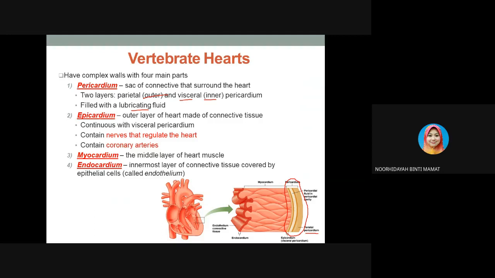So the second part of the vertebrate heart is the epicardium. The epicardium is the outer layer of the heart, made of connective tissue. It is continuous with the visceral pericardium and contains nerves that regulate the heart, and also the coronary arteries. So this is the epicardium, which is continuous with the visceral pericardium, the inner part of the pericardium.